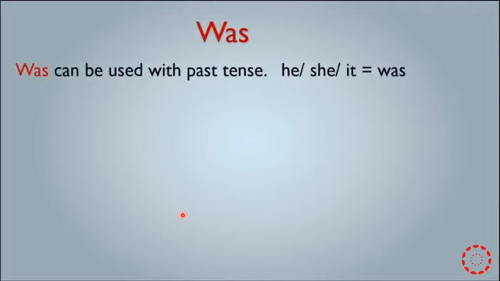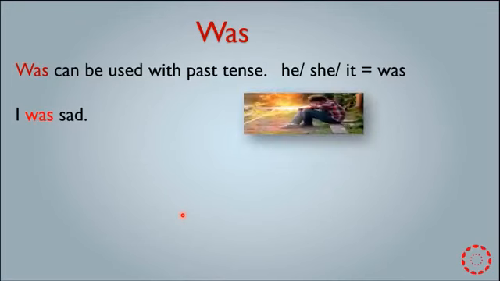Was. Was can be used with past tense. He, she, it goes with was. For example, I was sad. You see the picture of a boy. The boy is feeling worried, so he is sad. So if you are going to change to the past form, we say I was sad.